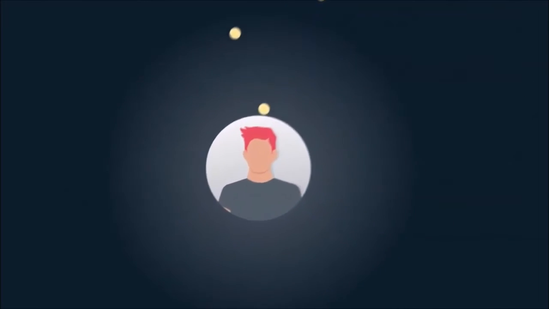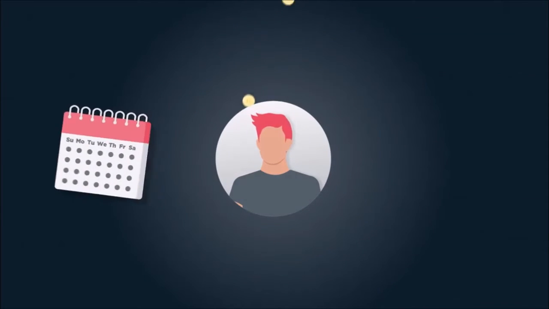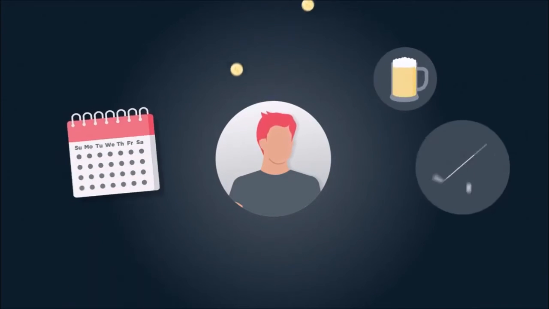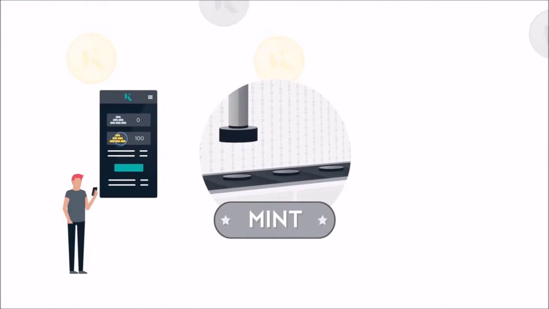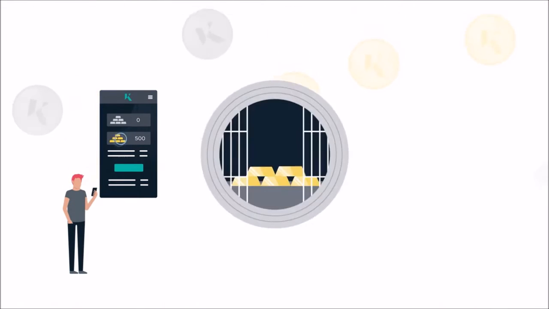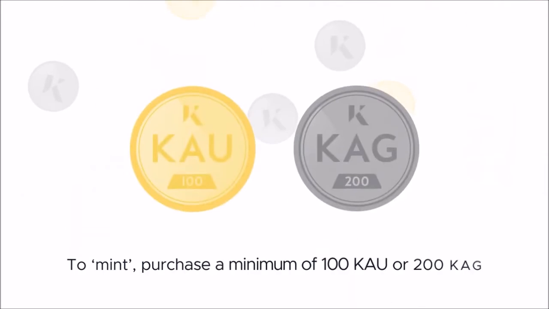John's yield payments will be made in KAU into his account each month, and are his to do with what he likes. Minting is all about bringing more physical gold and silver into the system. To qualify for the minter's yield, you first need to purchase a minimum of 100 KAU or 200 KAG at a time in the Kinesis Mint.